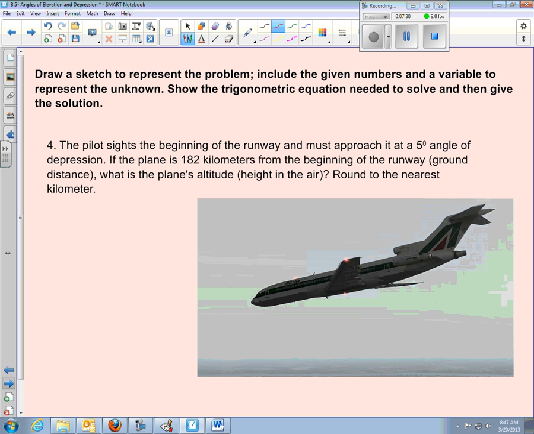All right, the pilot sights the beginning of a runway and must approach it at a 5-degree angle of depression. If the plane is 182 kilometers from the beginning of the runway, which is ground distance, what's the plane's altitude? Remember we talked about altitude is the height. Round to the nearest kilometer.